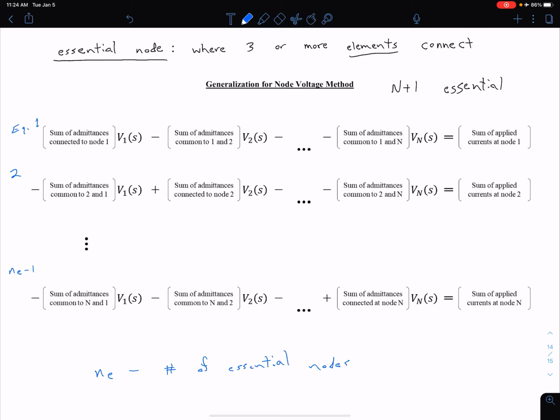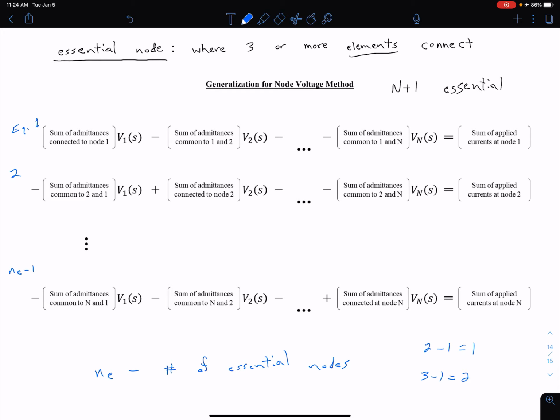So going back to that example in the previous video, we said we had 2 essential nodes, so we're going all the way up to 2 minus 1, which is just one single equation as we saw in the previous video. In our example in the next video, we're going to see we have 3 essential nodes, so we're going to have 3 minus 1, which means we're only going to have 2 equations. But again, I've kept things very general here so that you can scale this up as needed.